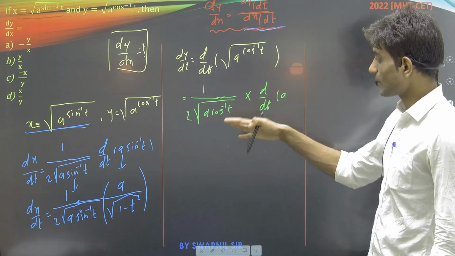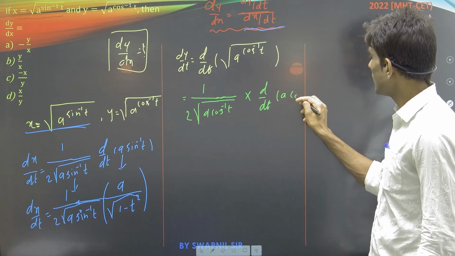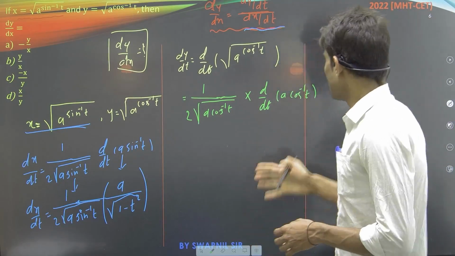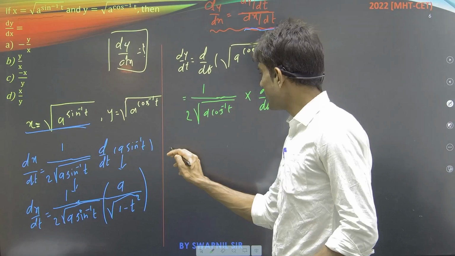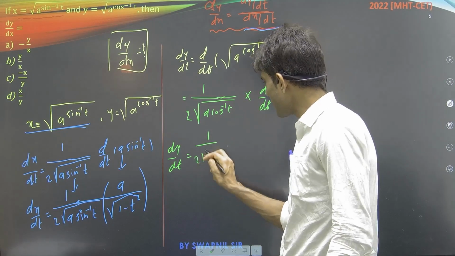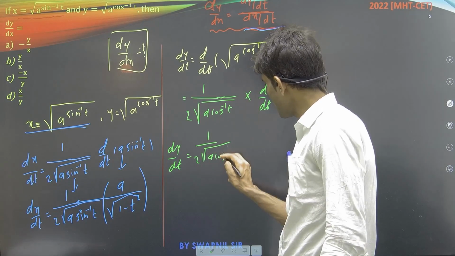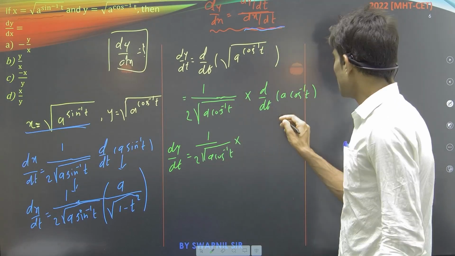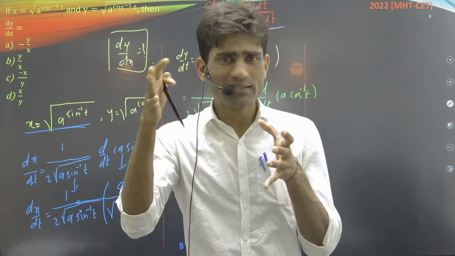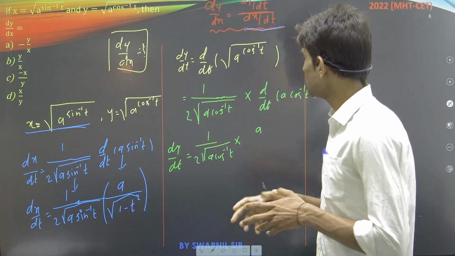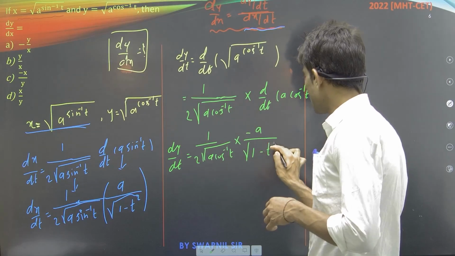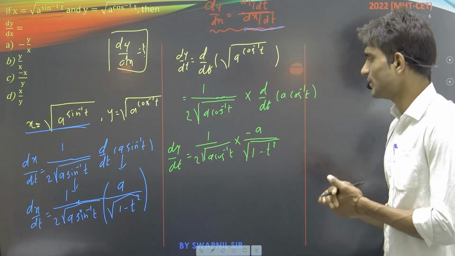It is a composite type of differentiation, a cos inverse of t. So differentiate a cos inverse of t further. Keep the first part as it is. dy by dt is equal to 1 upon 2 times square root of a cos inverse of t, multiplied by the differentiation of a cos inverse of t, which is a constant times minus 1 upon square root of 1 minus t square. That means minus a upon square root of 1 minus t square, which is the differentiation of a cos inverse of t.